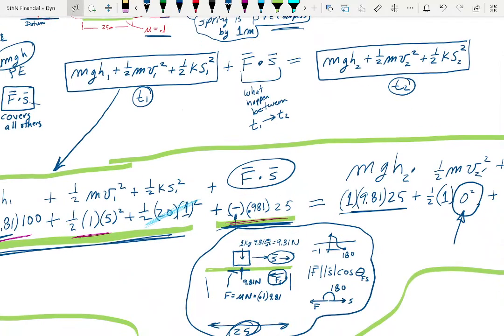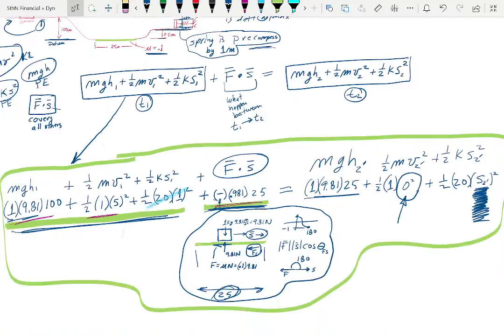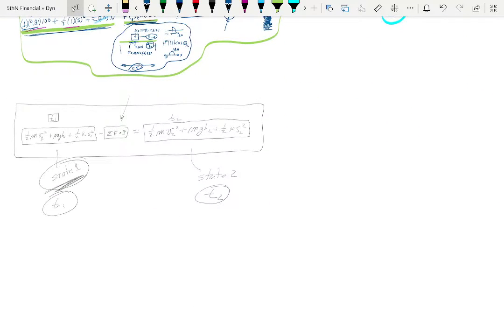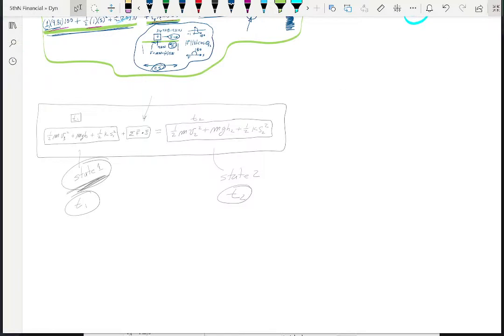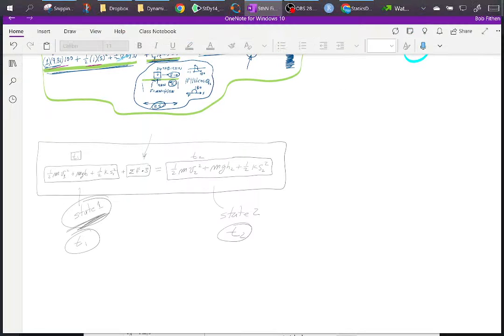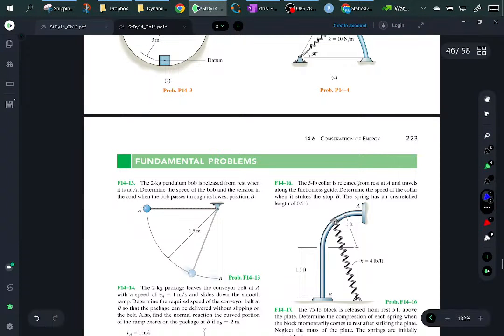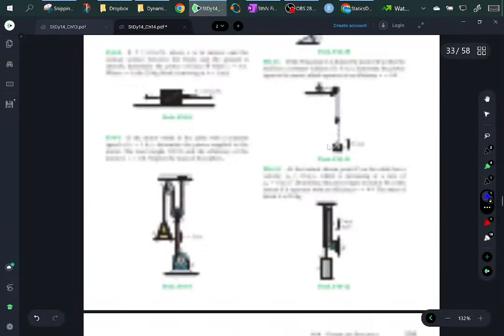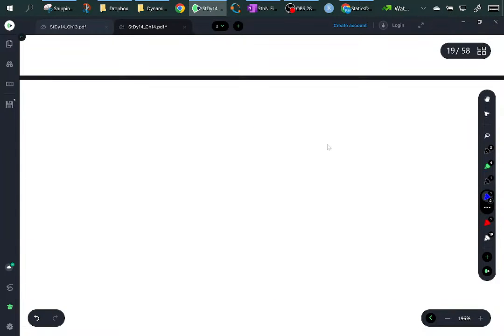So I think I'm going to be done. So that is the lump sum total of all of chapter 14, I think. Yeah, so that's conservation of energy. That's basically chapter 14 is just energy. And so what I'll do is come back and work some problems starting on Monday.